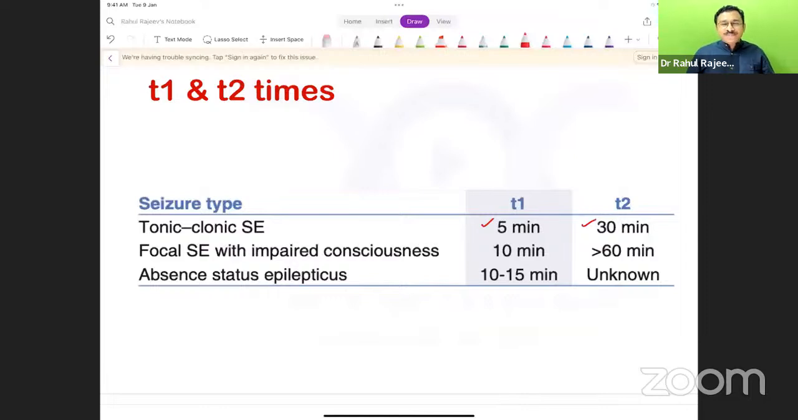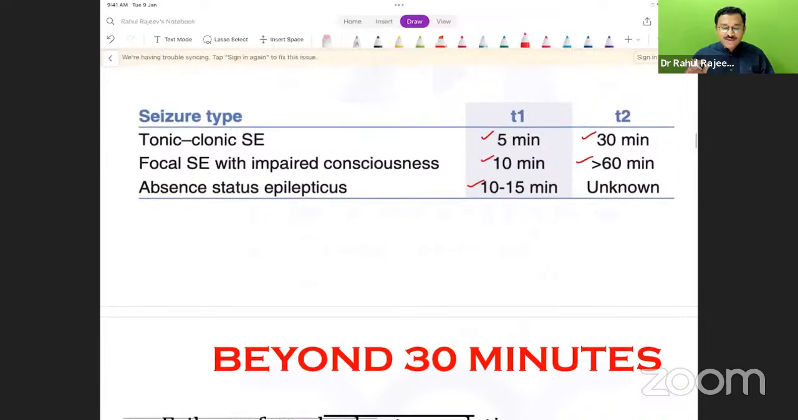Now, coming to focal status epilepticus, where the T1 and T2 time periods are slightly different. When you look at T1 for focal status, it is 10 minutes. T2 is more than 60 minutes. So relatively longer durations for T1 and T2. And for absence status epilepticus, the T1 is 10 to 15 minutes, and we are not exactly sure of the T2 in absence status epilepticus. So you've got to be aware of the T1 and T2 times.